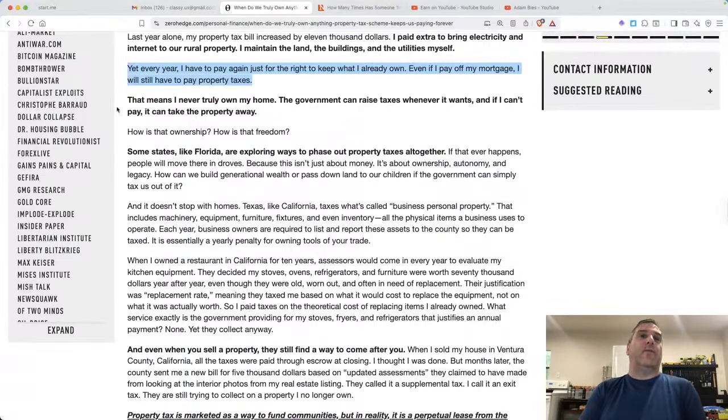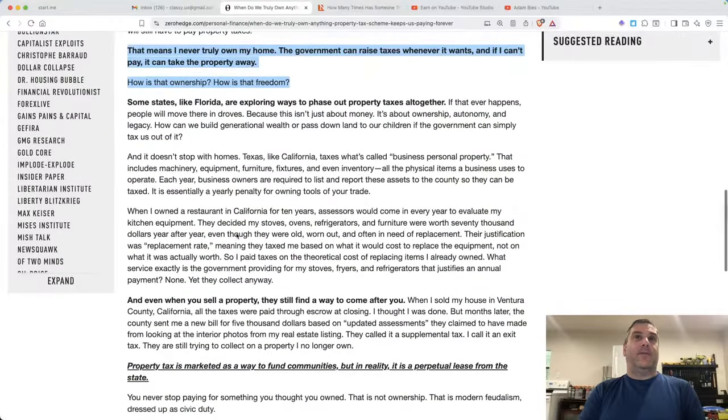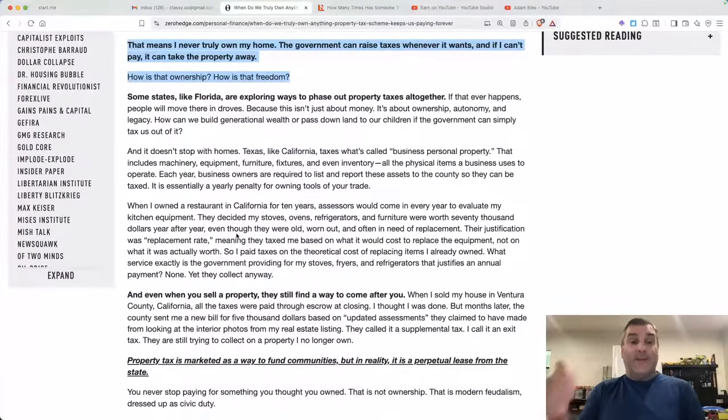But the whole point of this woman's article is that means I never truly own my home. The government can raise taxes whenever it wants, and if I can't pay, they can take the property away. How is that ownership, and how is that freedom? It's not. That's how. If they control your property tax, if they make you pay a tax, a rent payment to live in your property, and they take your income on top of that, you're basically a slave.